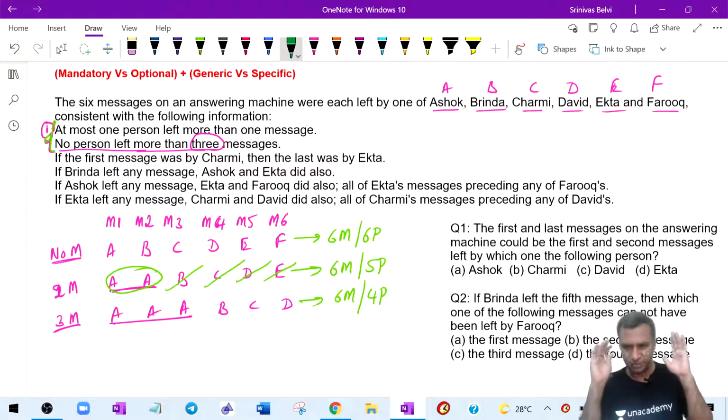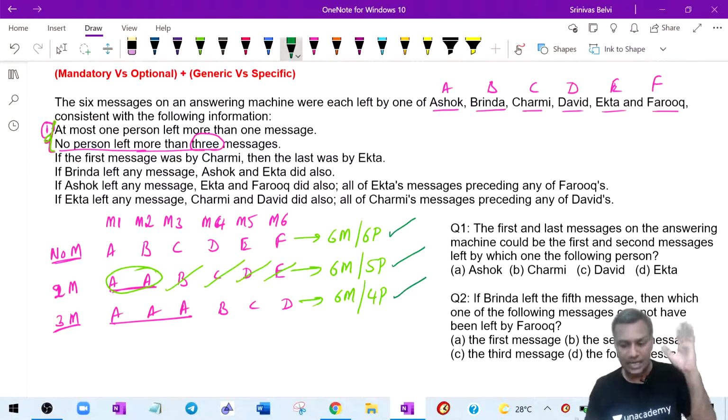The moment you read the first 2 statements, this should be clear. 6 messages can be left by 6 different people, or by 5 different people, or by 4 different people. If anybody gets such an idea the moment they read the question, you are understanding really quickly, so it will take very little time for you, maybe 5, 6, or 7 minutes, based on your speed and comprehension. Questions also have ifs and buts, so it might take a little more time, about 7 or 8 minutes.